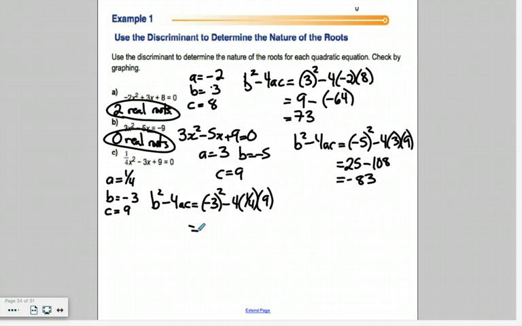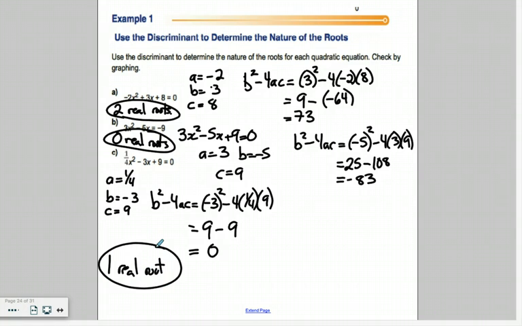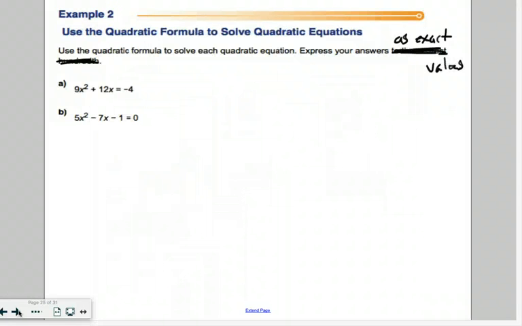So negative 3 squared is 9. 4 times a quarter is 1. 1 times 9 is 9. So we get 9 minus 9 is 0. Okay? So that means that this quadratic here has one real root. So if we were to factor it, it's going to have a vertex that's on the x-axis. So that's kind of using that value of the discriminant in this case.